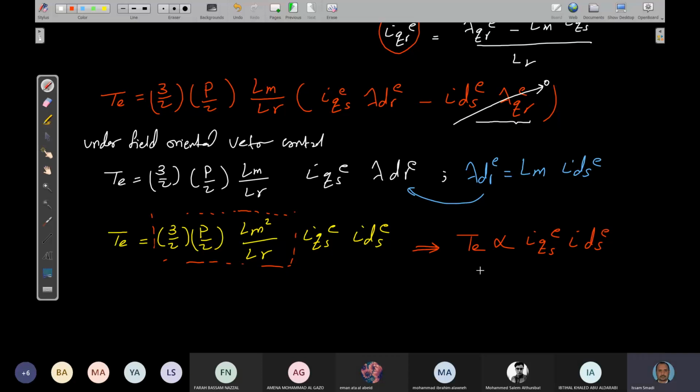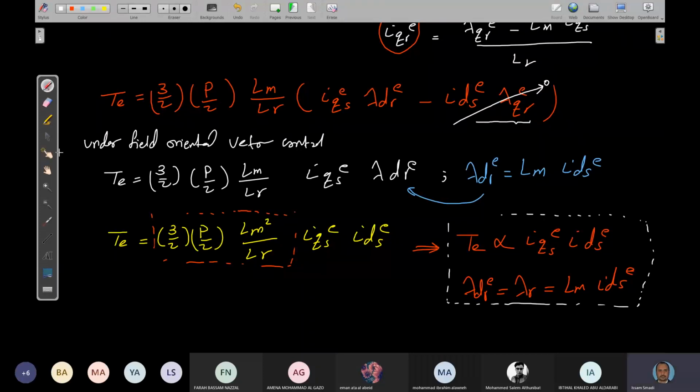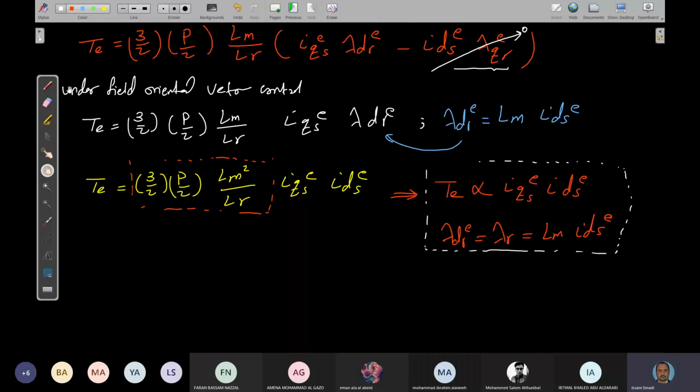Yes. And I have another interesting formula, which is lambda DRE, which equals lambda R, equals LM IDSE. Correct? So simply this means that the D axis current, the stator direct axis current, is contributing to what? The flux or the torque?